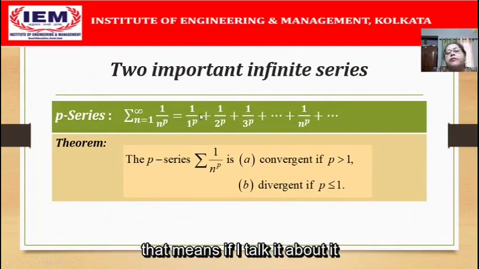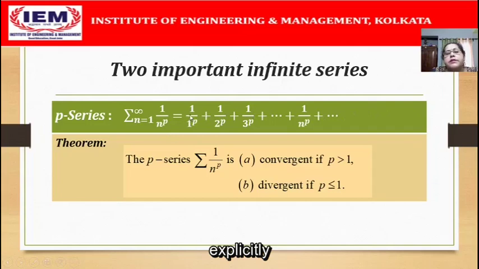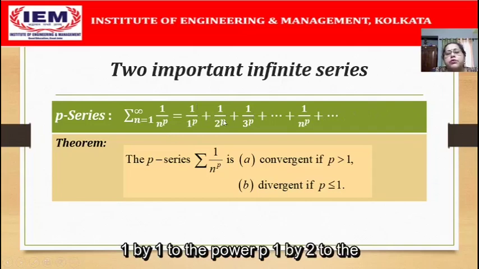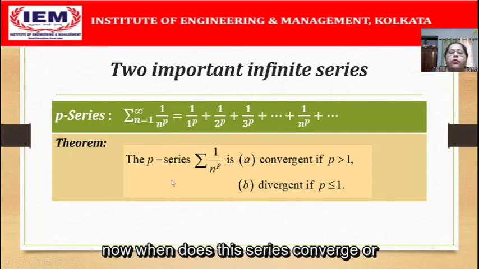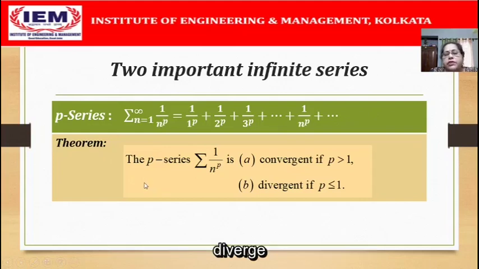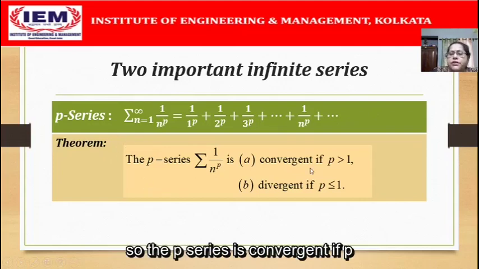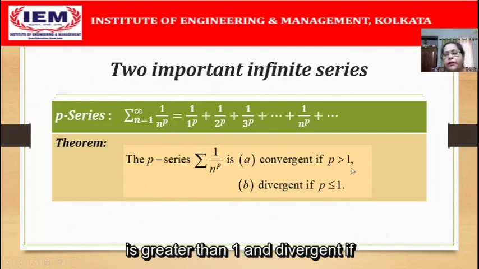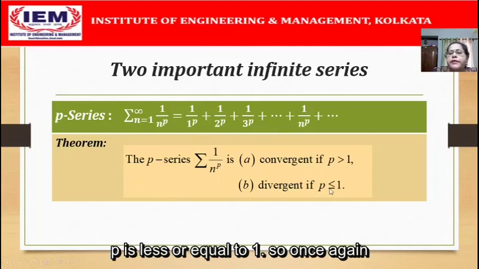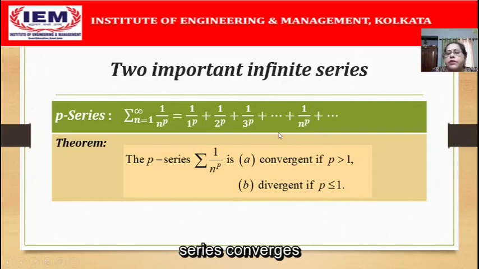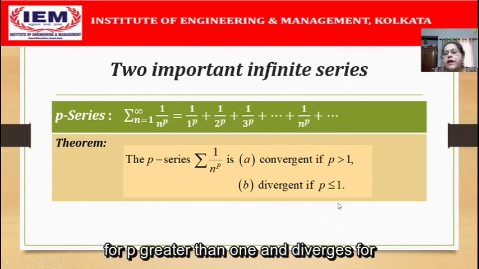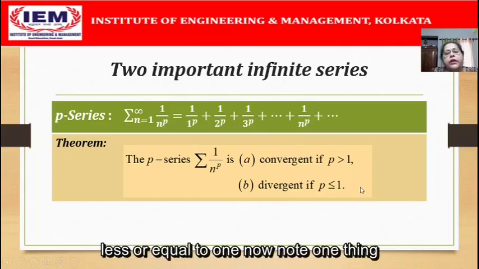That means if I talk about it explicitly, 1 by 1 to the power p, 1 by 2 to the power p, 1 by 3 to the power p, 1 by n to the power p, and so on. Now, when does this series converge or diverge? So the P series is convergent if P is greater than 1 and divergent if P is less or equal to 1. So once again, this is an important result to be remembered. The P series converges for P greater than 1 and diverges for P less or equal to 1.